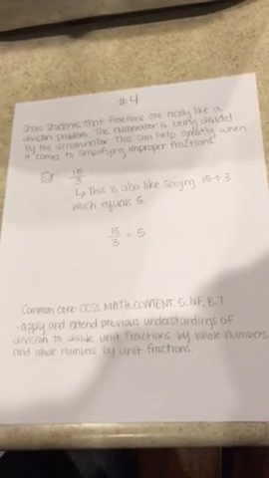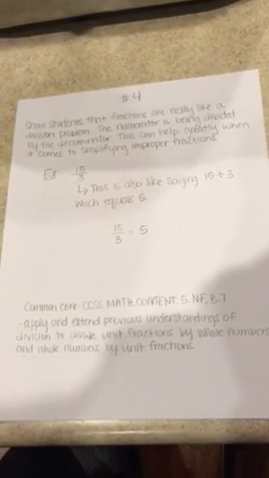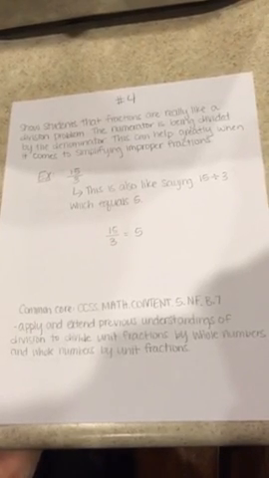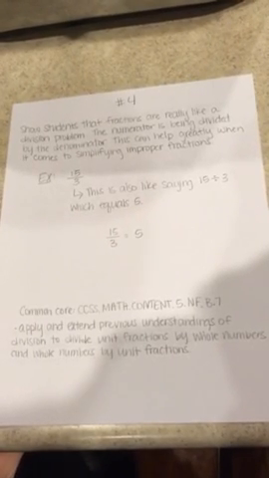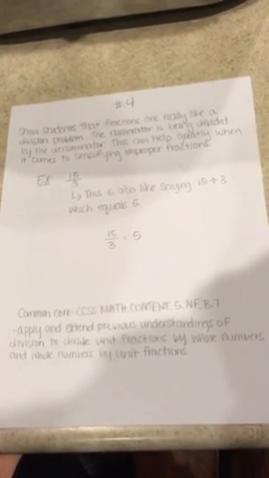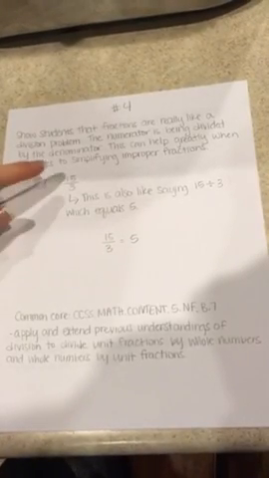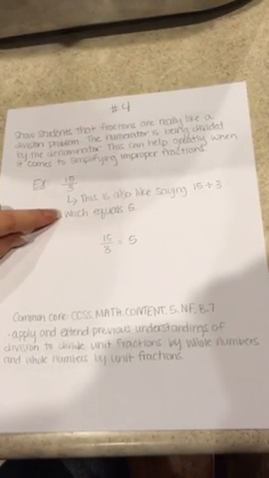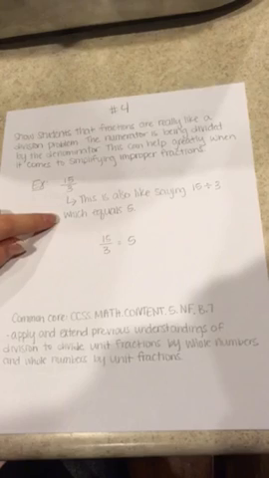The fourth tip is show students that fractions are really like a division problem. The numerator is being divided by the denominator. This can help greatly when it comes to simplifying improper fractions. An example is 15/3. This is also like saying 15 divided by 3, which equals 5.